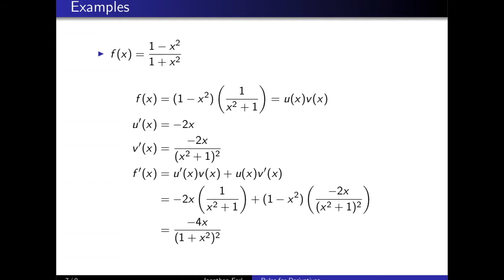So now f prime of x is just u prime times v plus uv prime, and we'll put in what we have for u, v, u prime, v prime, and get, after simplifying a few things, minus 4x all divided by 1 plus x squared with the denominator all squared.